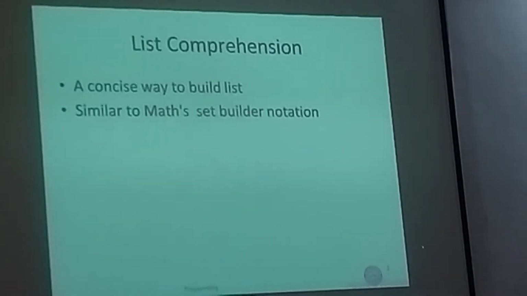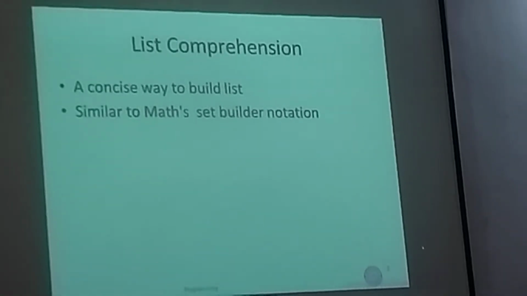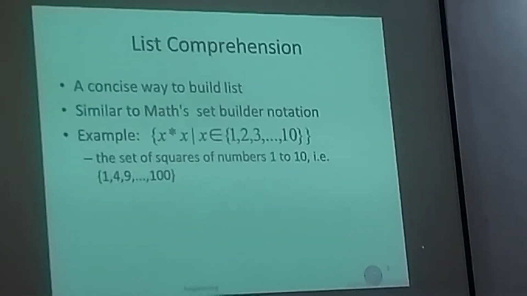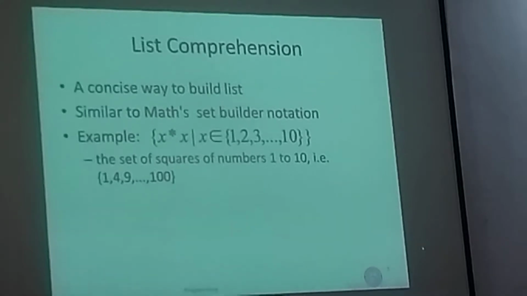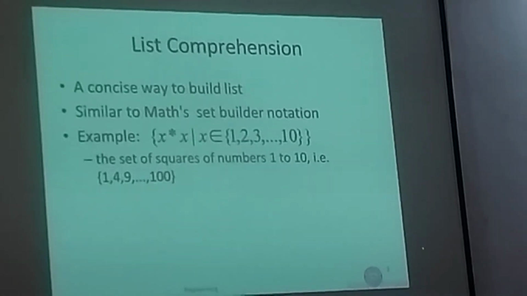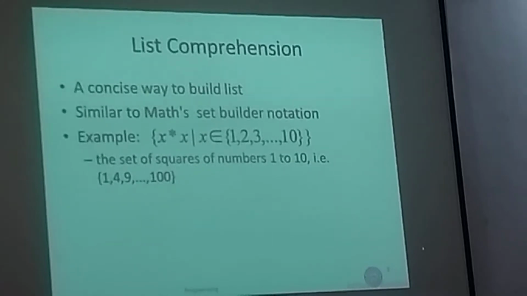Represent a set of squares of natural numbers from, say, 1 to 10, I can write it concisely in set notation like x square such that x belongs to the set 1, 2, 3 up to 10. So as you can see, this represents the set of squares of numbers 1 to 10. In other words, this particular thing represents the set 1, 4, 9, 16 and so on up to 100.